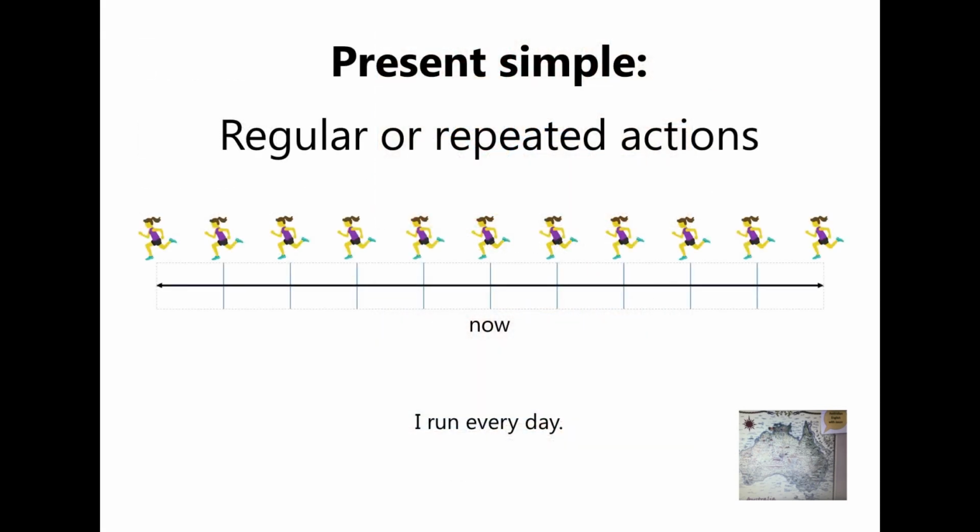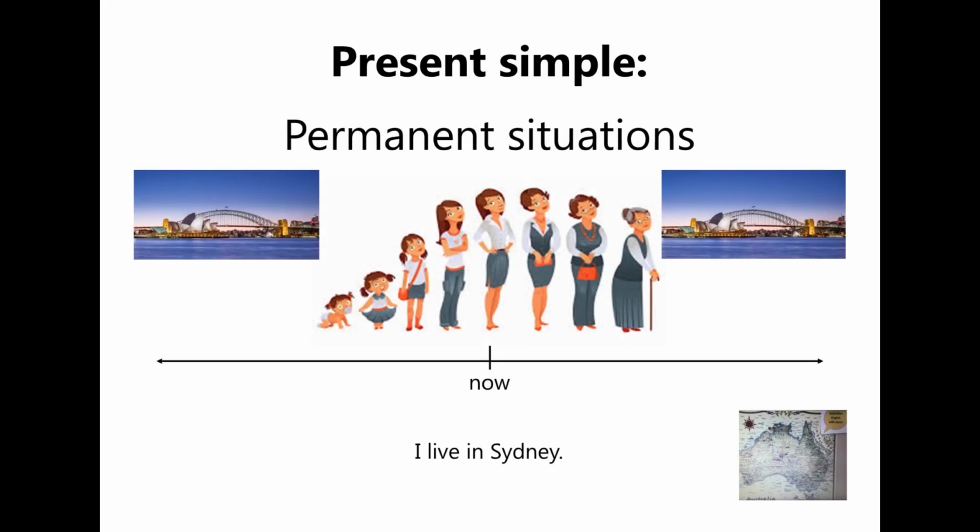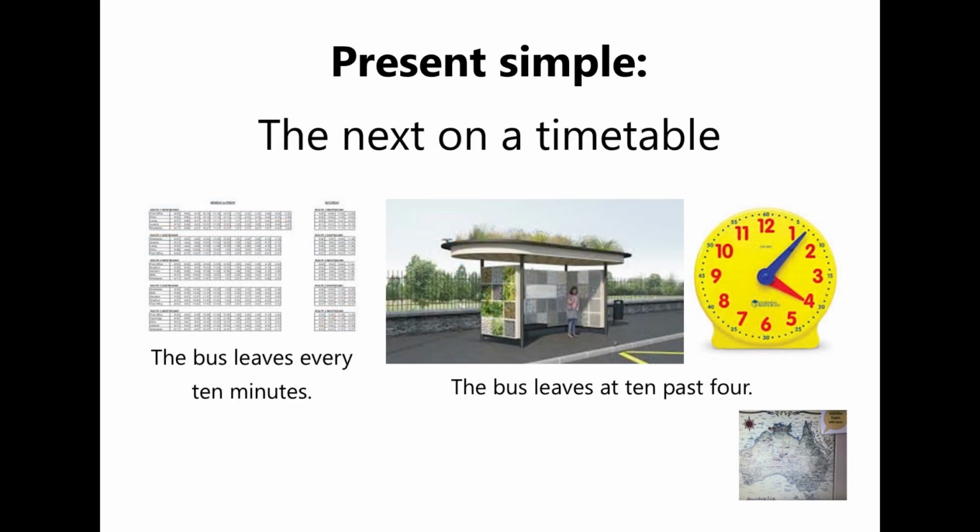We use the present simple when something happens regularly or repeatedly. We use it for present states and long-term situations. For things on rosters or timetables, use it for the next one.